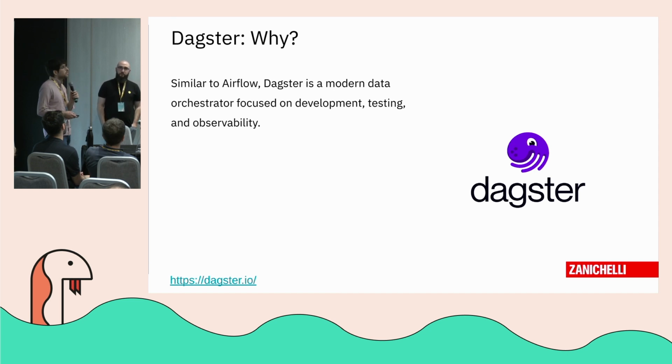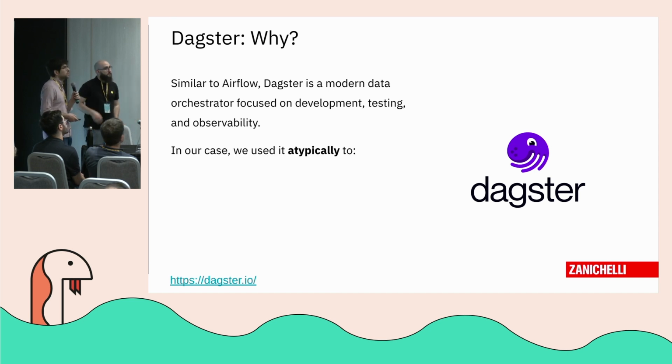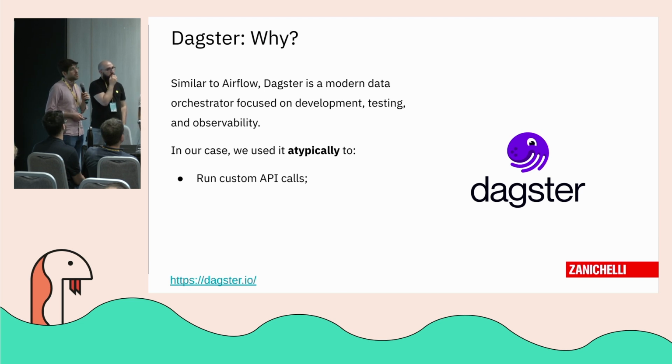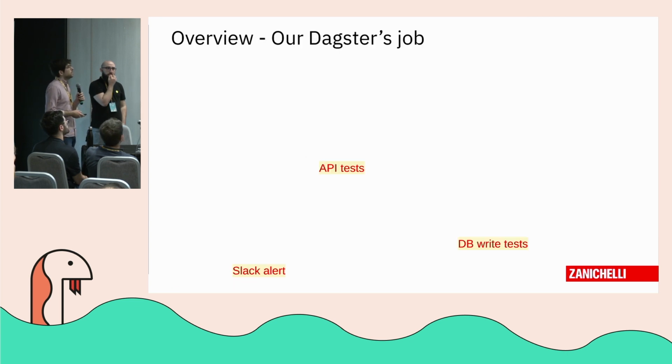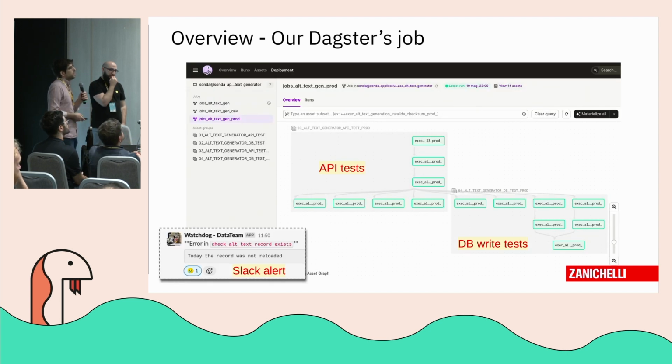We love it for this reason, and also because we needed to run custom API calls, interact with the database quickly, and send daily alerts and logs through Slack. We thought we could treat the reliability pipeline as a data pipeline. Talking about Dagster would require an entire dedicated talk. Here we just show you the reliability pipeline.